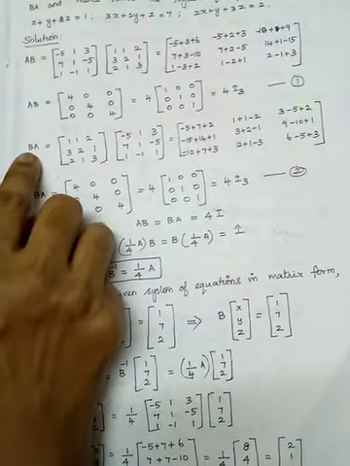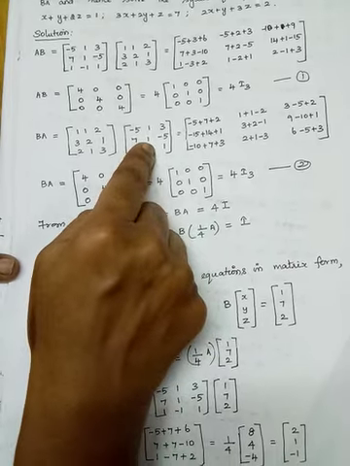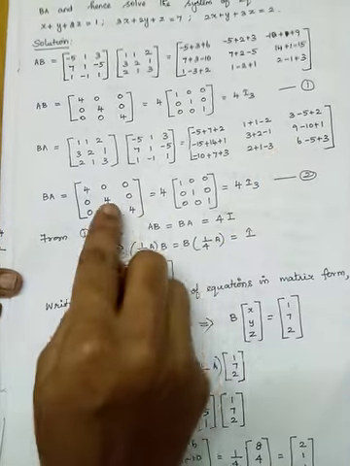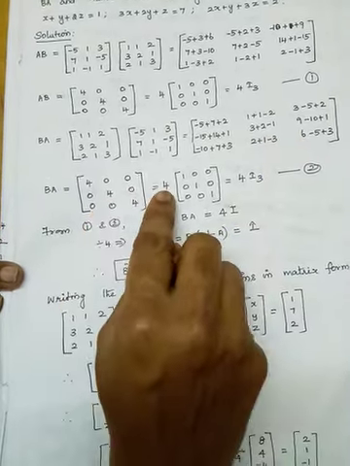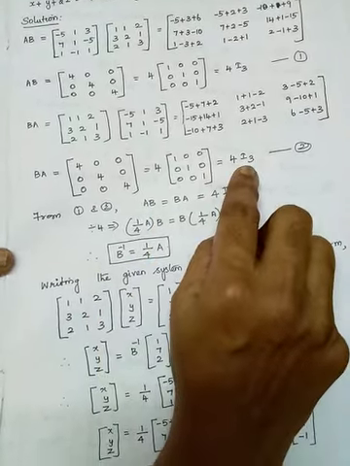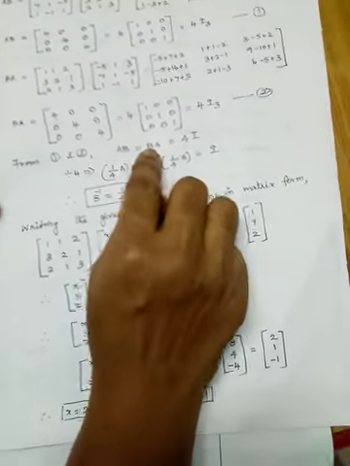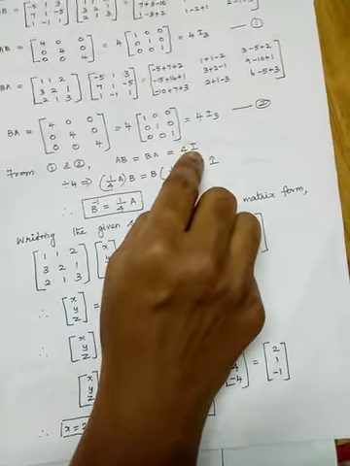In the same way, while you are taking BA, B has to be written first and A should be the second. While you are multiplying, your answer will become this. If you take 4 out, you will get this. So it is 4 into I3. So from 1 and 2, what are we gaining? AB is equal to BA is equal to 4 into I.